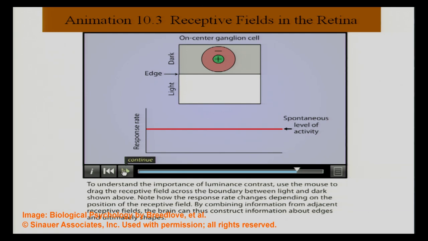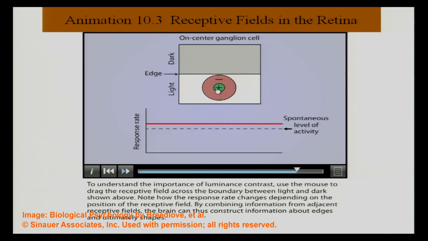So let's just drag this across. So when we're in the center, there's no response. When I move the on center to the bright part of the light, I get an increase in response. When I bring it to the dark region, it doesn't change much.